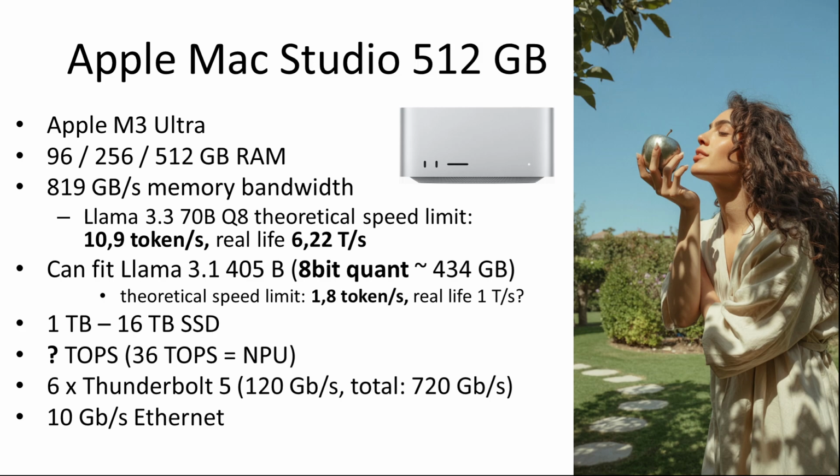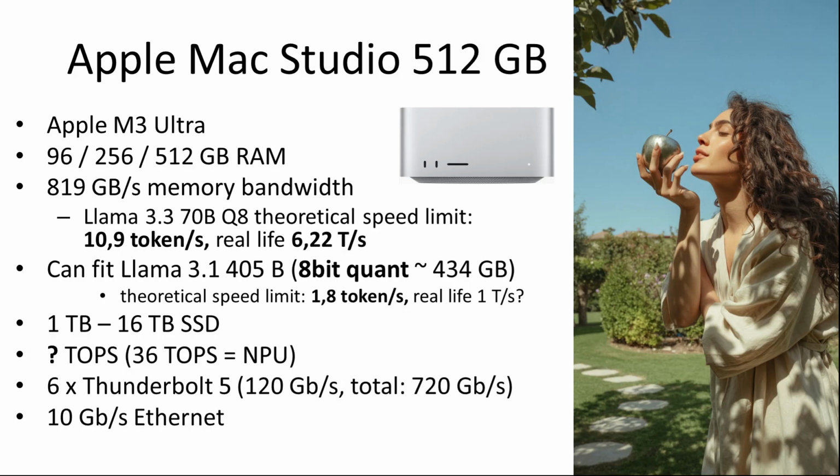This might also be due to software optimizations, but my guess is that it's actually a mix of both of these things. So that's something you do need to factor in. And that's why I'm giving here this real-life Llama 3.3 70 billion parameters quant 8, 6.22 tokens per second in real life, compared to 10.9 tokens per second. As you see, it's roughly 62%, something like that, 65 maybe. So basically you are not looking at 80%, but 60-ish.